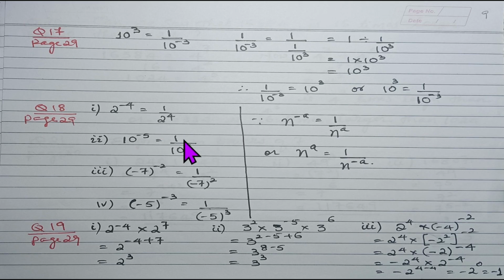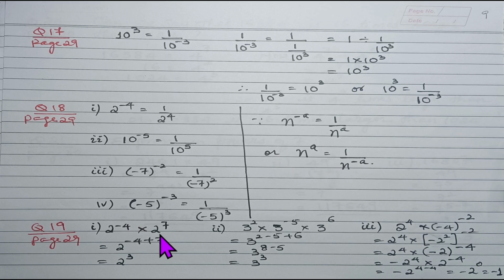10 raised to minus 5 can be written as 1 by 10 raised to 5, again applying the laws of exponents here. Minus 7 raised to minus 2 is 1 divided by minus 7 raised to 2, because minus 2 becomes plus 2 there, and minus 5 raised to minus 3 becomes 1 divided by minus 5 raised to 3. So that is how we can use the laws of exponents.